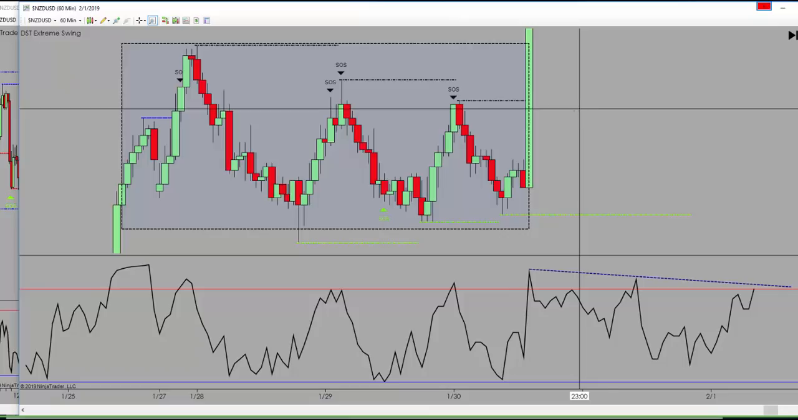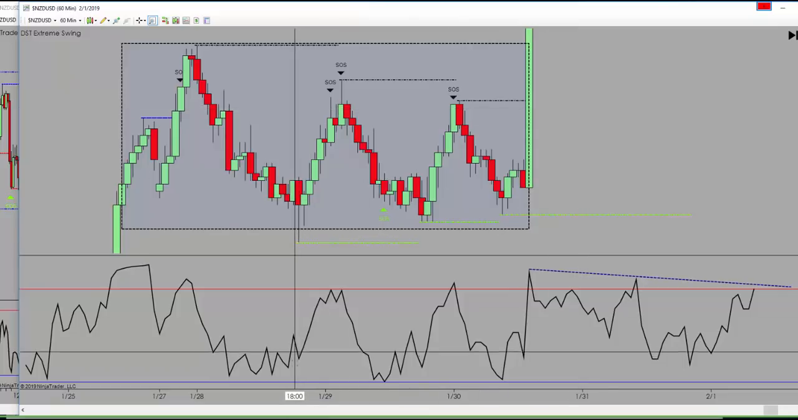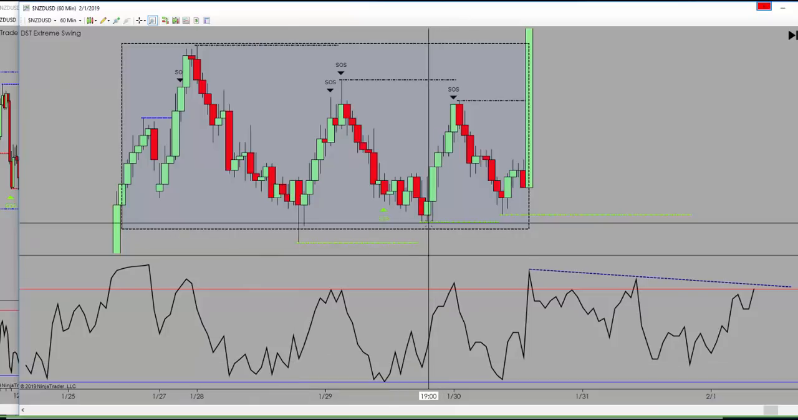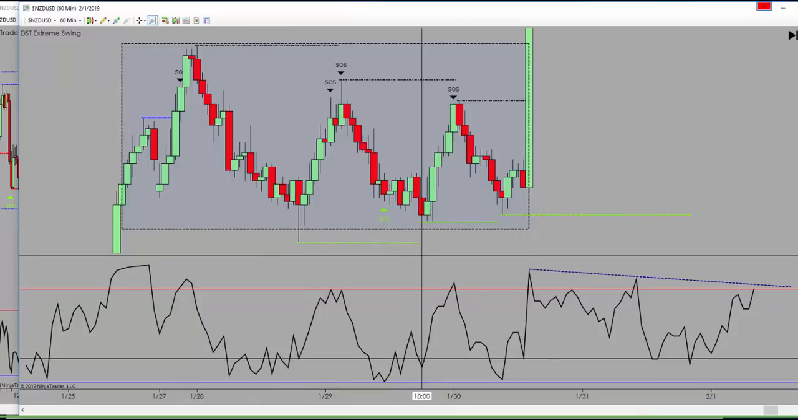Okay, now, here we have an 8-period swing low. Do I have a corresponding oversold condition? I do not. Here I have an 8-period swing low. Do I have a corresponding oversold condition?